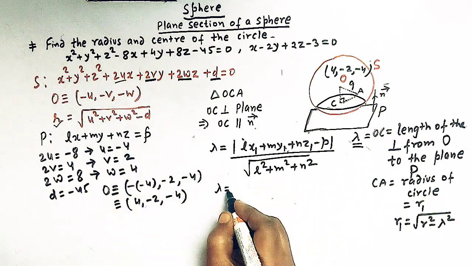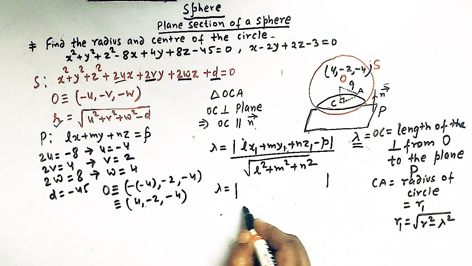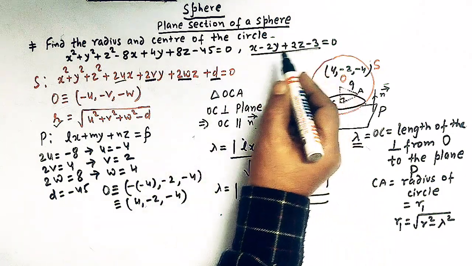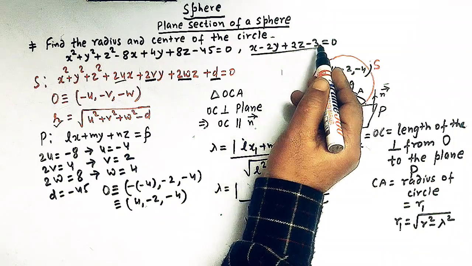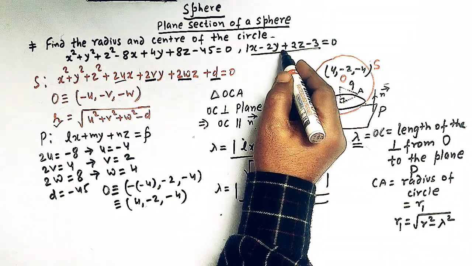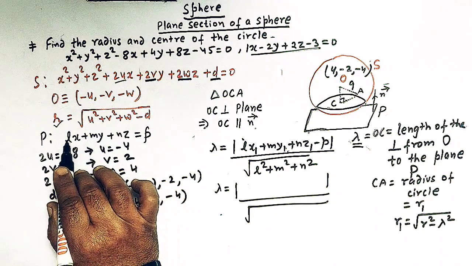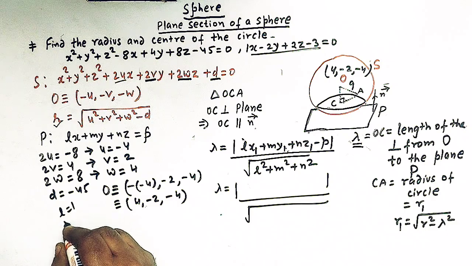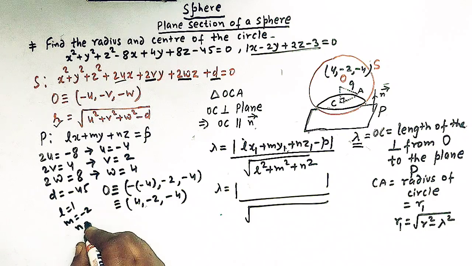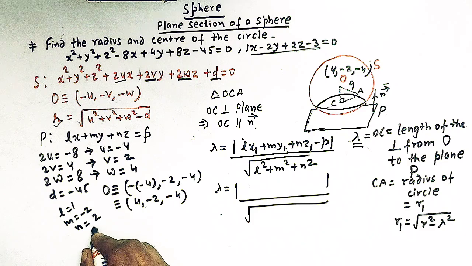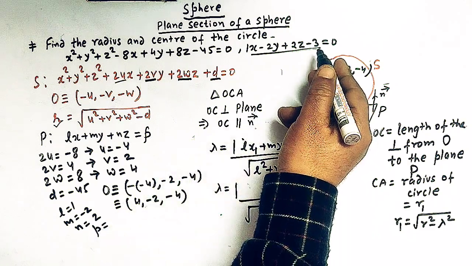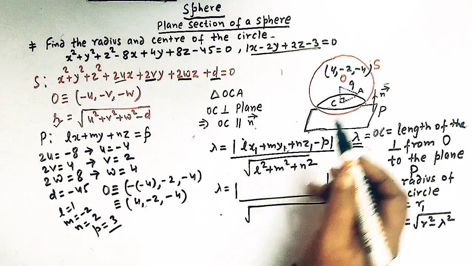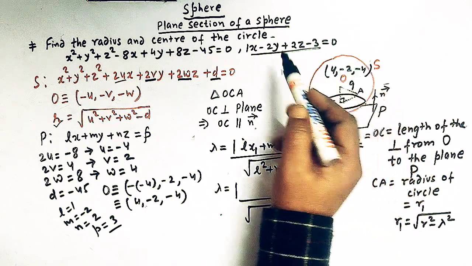So here we have lambda is equal to... See, the equation of the plane is given as x minus 2y plus 2z minus 3 is equal to 0. If we compare this equation with the general one, then the value of l is 1, the value of m is minus 2, the value of n is 2, and p is equal to 3, right? Okay, so now we have to substitute this coordinate in this equation.